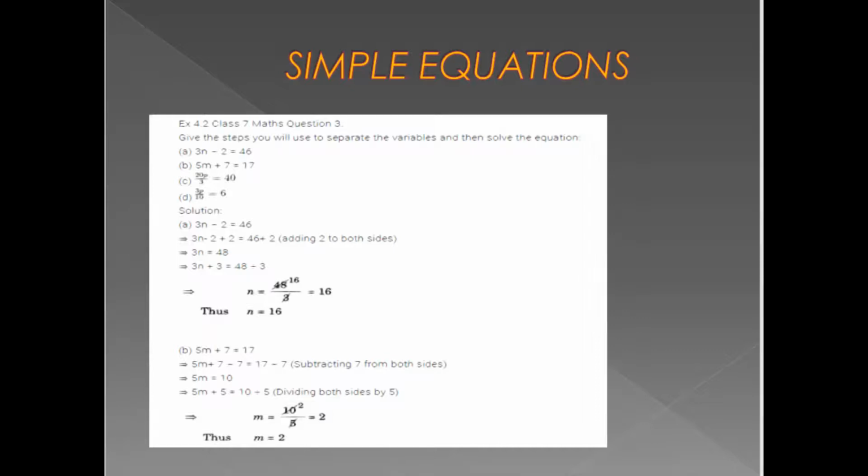We have given the equation 3n minus 2 is equal to 46. 3n minus 2 plus 2 is equal to 46 plus 2, that is 3n is equal to 48. So 3n divided by 3 is equal to 48 divided by 3. So n is equal to 48 by 3 is equal to 16. So we got answer for n is 16. Similarly, the B part can be solved.